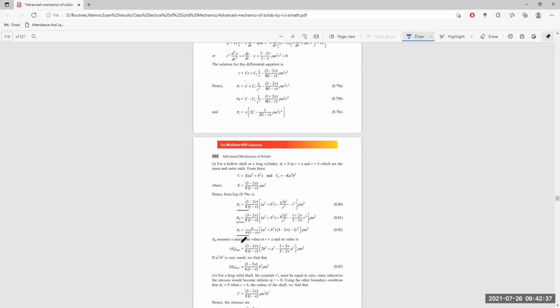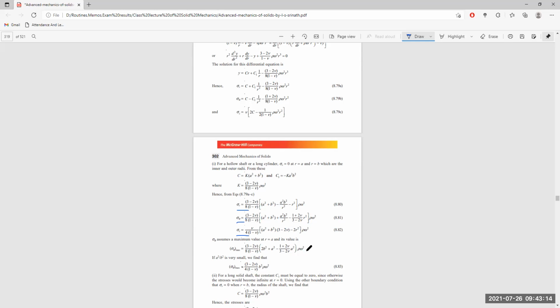Sigma theta assumes a maximum value when R is equal to a. So the tangential stress is supposed to have the maximum value at the innermost radius. If you put R equal to a into the tangential stress equation, this a square and this a square will cancel each other. So a square plus 2b square will come here, multiplied by (1 plus 2 nu)/(3 minus 3 nu)... both multiplied by rho omega square.